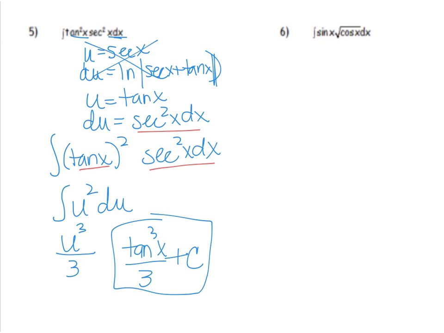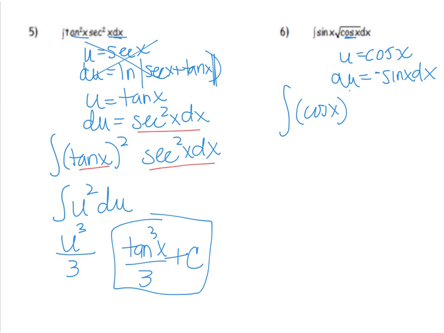Okay. Now, number 6, we can see easier that that's under the radical. So we know that the u in this case is going to be cosine x. And so du is going to be negative sine x dx. If we rewrite this, we have cosine x to the 1/2, and then we have sine x dx, and we're really close, right? We've got the sine x dx, but we don't have the negative.